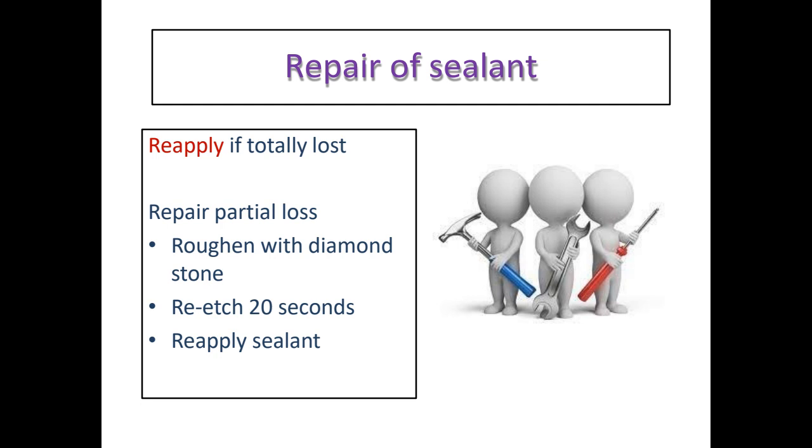So keep in mind, if it is totally lost, reapply the entire sealant. If it is a partial loss, you roughen with a diamond stone, re-etch for 20 seconds and apply the sealant. Okay.